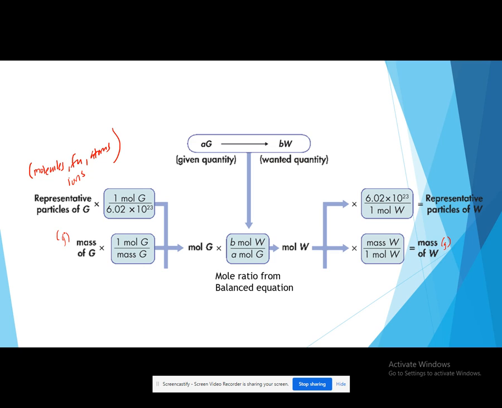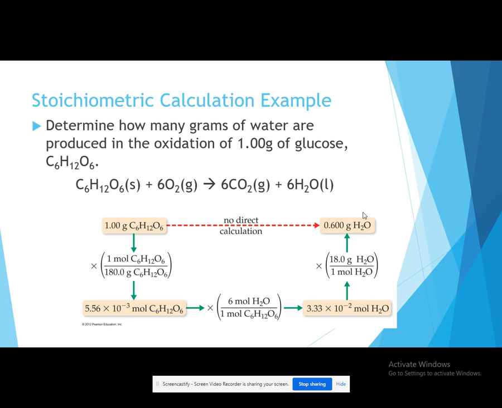However, if you start with grams, to get it to moles, take 1 mole over the molar mass. That gives you moles of given, and to change moles of given to moles of wanted, use the mole ratio, and then from there you can go anywhere that you would like.